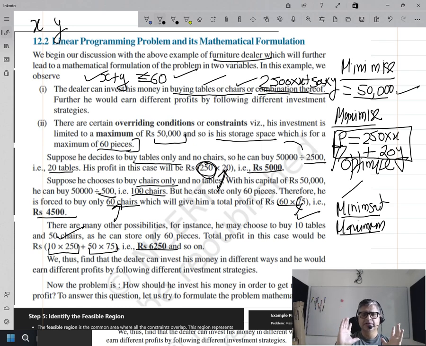Start with this, right? Because we have so many combinations. We can buy all tables, all chairs, some tables, some chairs, but we don't know how many. So we assume X tables and Y chairs. We start from there, and with the help of that, we create two types of equation.